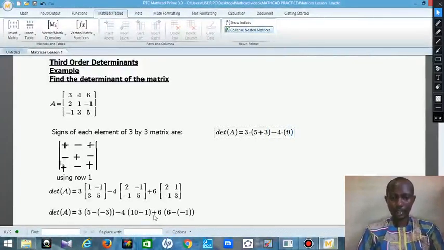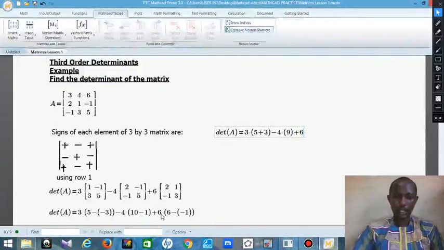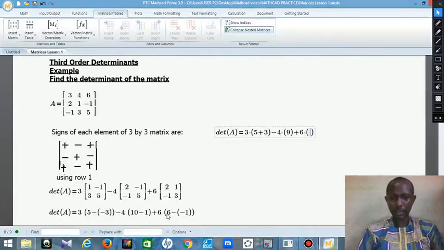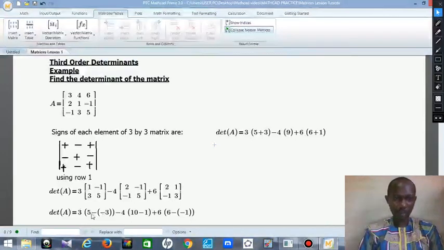Then plus, then 6, open bracket, then minus times minus is plus. So you have 6 plus 1. Then we'll move to the next step. Let's take note, try not to make mistakes. Minus times minus is plus, so 5 plus 3 in bracket. 10 minus 1 is 9, bracket. And minus times minus is plus, so 6 plus 1.